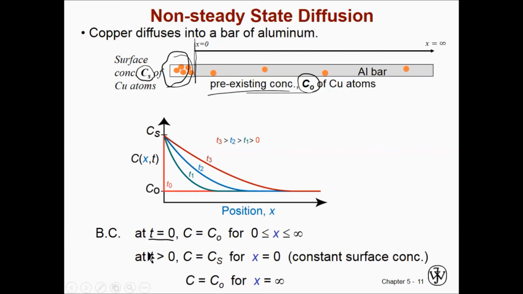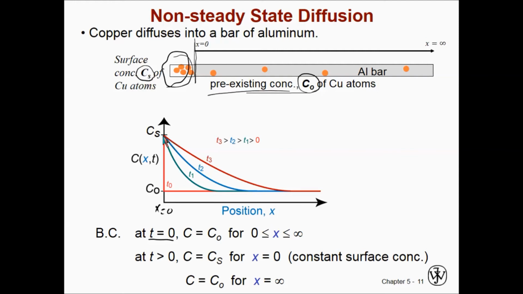After diffusion starts, time starts ticking. At the surface, when x is 0, the concentration of copper will be equal to CS. So when diffusion starts, concentration equals CS. If you see in this graph, that is x0.